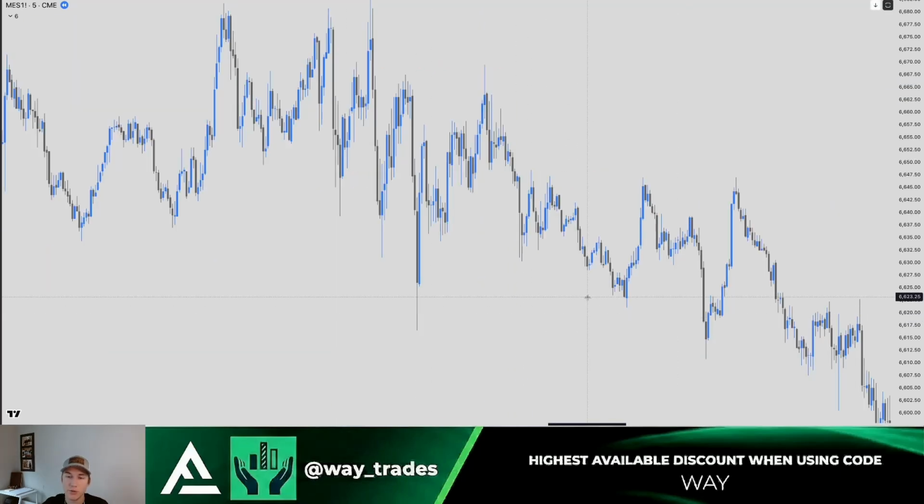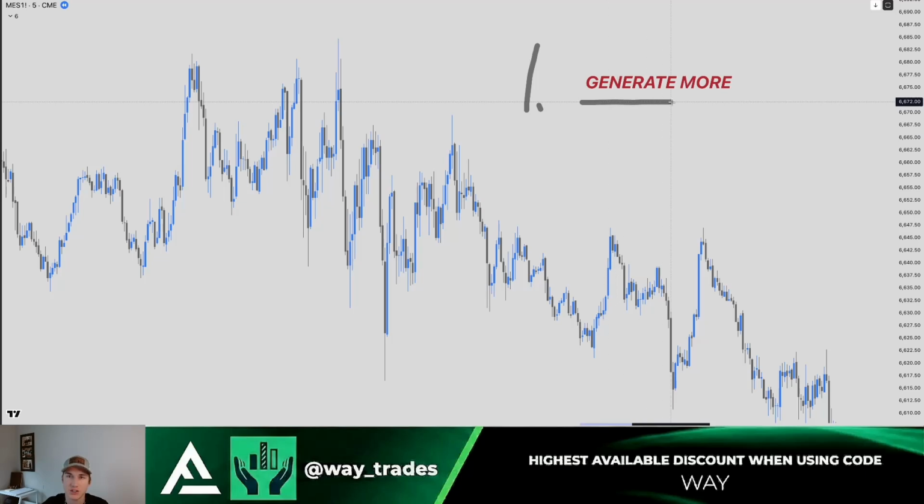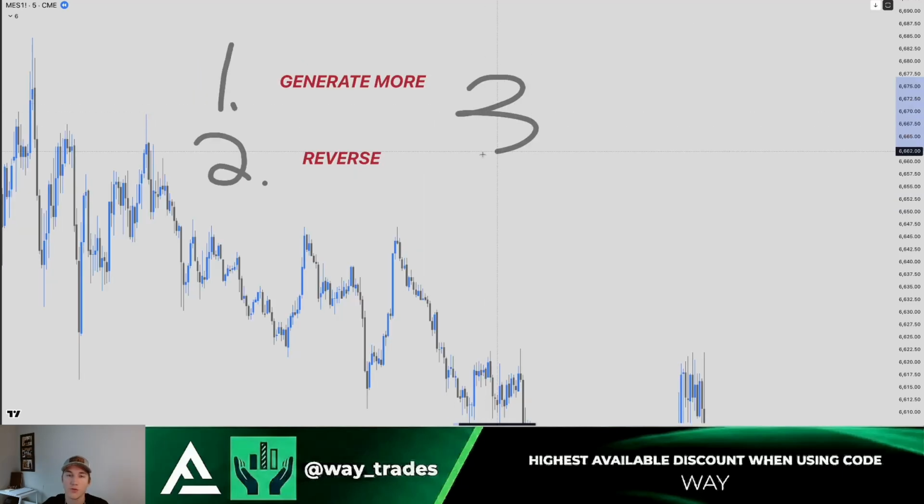Now, does this mean the market will reverse every time it sweeps liquidity? No. There's three things the market will do after it hunts for liquidity. One is generate more. This is where you see choppy price action and sideways trends. The second thing it might do is reverse. This is what causes liquidity sweeps, and this is the most likely scenario. Or number three, it uses that liquidity as fuel to go in the same direction. So you either chop, reverse, or continue in that trend.